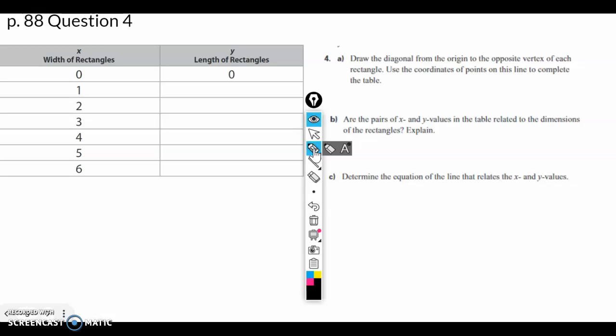We see that at 0 width, so X was at 0, Y was also at 0. That's our origin. When X was 1, Y is 1.5. When X is 2, Y is 3. When X is 3, Y is 4.5. When X is 4, Y is 6. When X is 5, Y is 7.5. And when X is 6, Y is 9. So now we've used the coordinates of points on the line to complete our table.